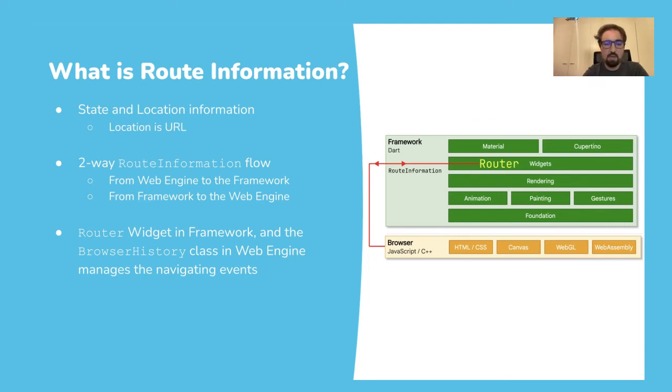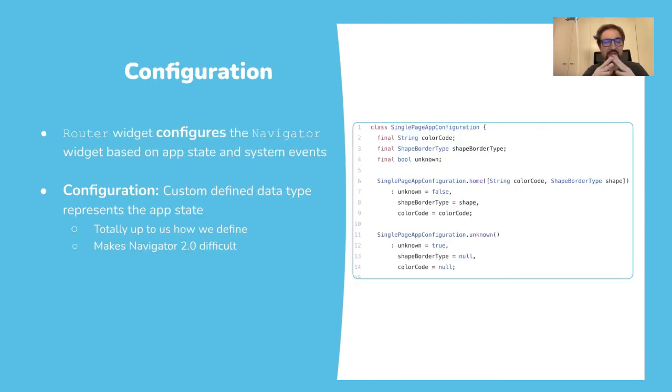There are two flows between the router, the framework layer, and the engine. In the first flow, we enter a URL in the browser address bar, and then the Router widget receives the new location from the web engine through the route information. And in the second flow, when the app state changes, for example, because of a user interaction, the Router widget passes a URL to the engine layer using a route information instance. Configuration, the difficult part.